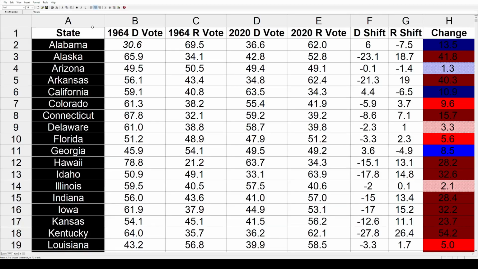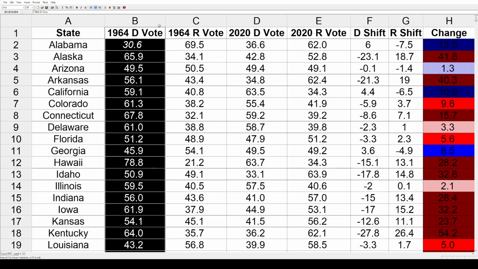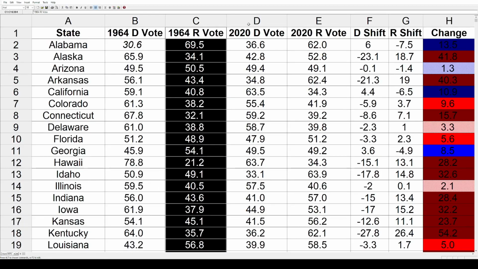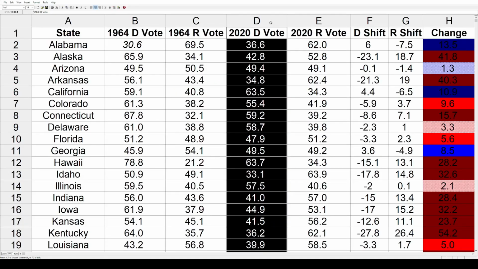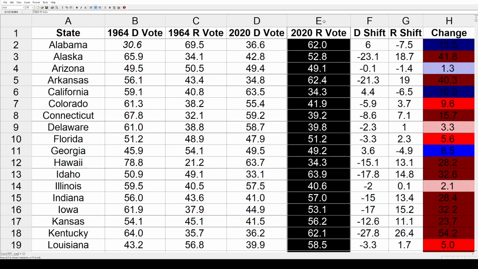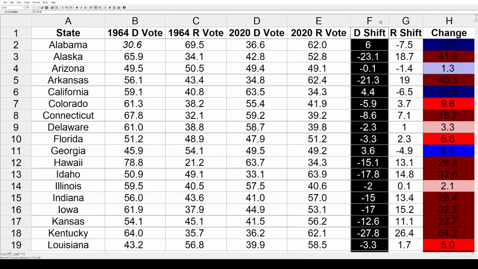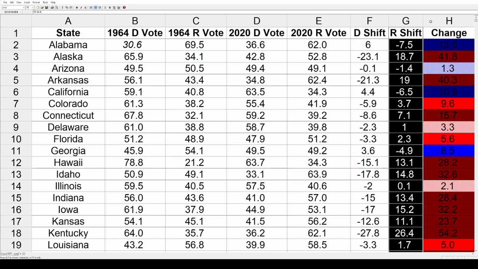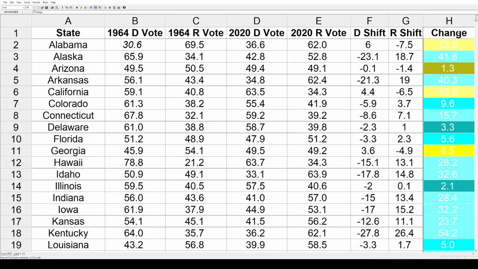In the first column, we have the states. The second column is the Democratic vote in 1964, Lyndon Johnson, followed by the Republican vote, Barry Goldwater. The next column is the 2020 Democratic vote, Joe Biden, followed by the Republican vote, Donald Trump. The next columns are the Democratic shifts between those two elections, followed by the Republican shifts. And the last column, that's the net change between the two parties between the two elections.